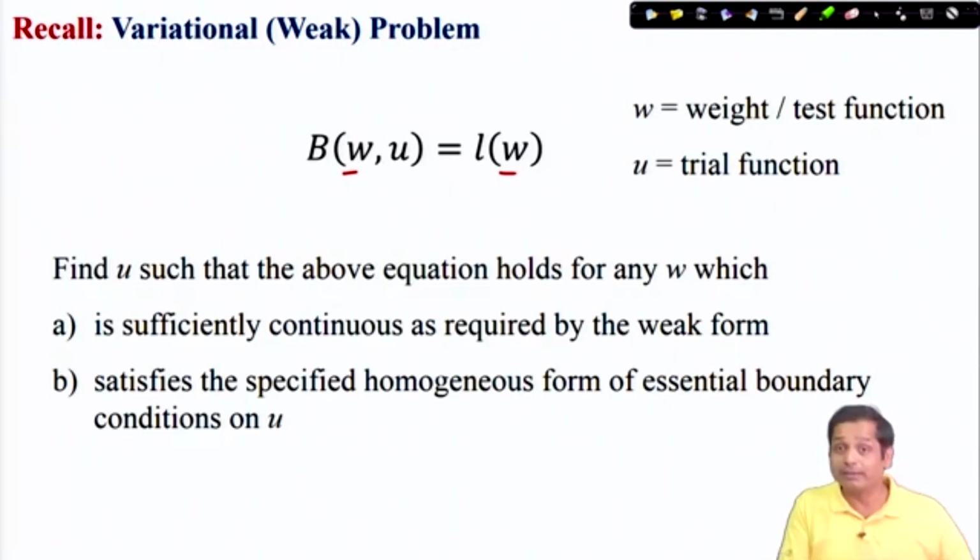we constructed trial and test function for bar problem, and we needed a different level of continuity when we constructed test and trial function for beam element. Okay, so it depends on the governing equations and then subsequent weak form. And then another important criterion is to satisfy the specified homogeneous form of the essential boundary conditions that we have on U. Okay, so this is the variational problem we have.